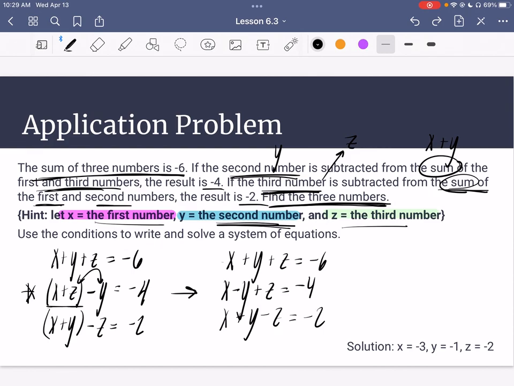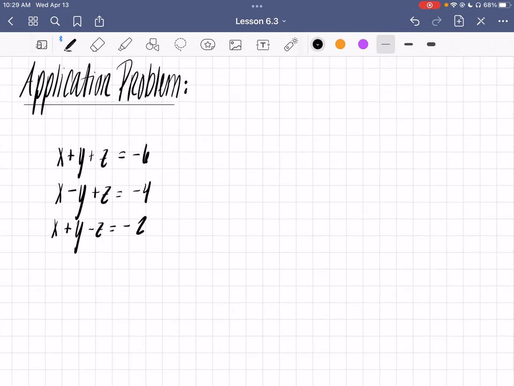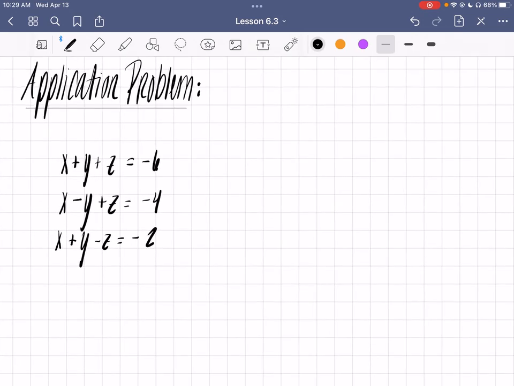So for application problems, that's going to be the additional step, having to actually set up your three equations with three different variables and making sure you define them properly. All right, so now the solving process is the exact same as what we have done before. We're going to label these equation 1, equation 2, equation 3. We're going to look to see which variable can most easily be eliminated from all three equations.